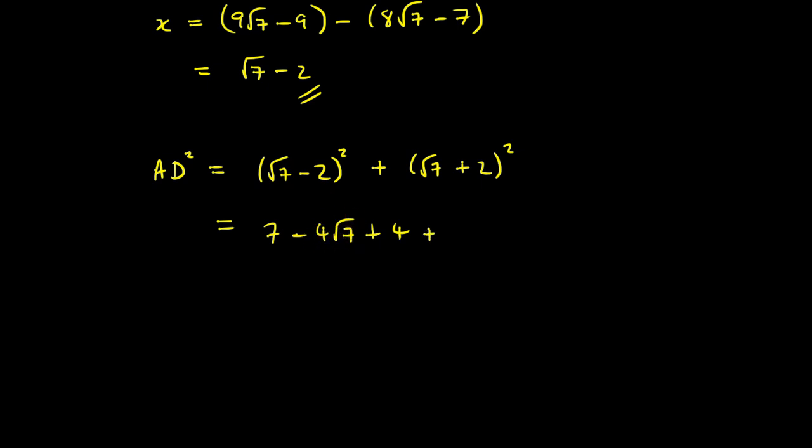Next, we expand the other bracket. Root 7 times root 7 is 7, plus 4 root 7, and then plus 4. Hopefully you can see the negative 4 root 7 and the positive 4 root 7 cancel each other off. So we're left with 7 plus 4 plus 7 plus 4. 7 plus 4 is 11, doubled is 22. And so therefore the length of AD is going to be equal to the square root of 22. Right, that's that.